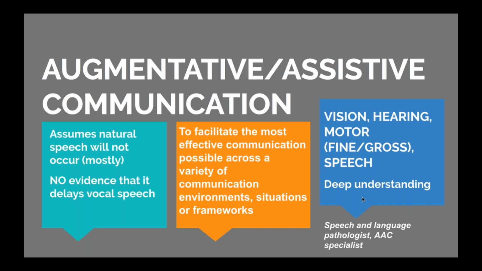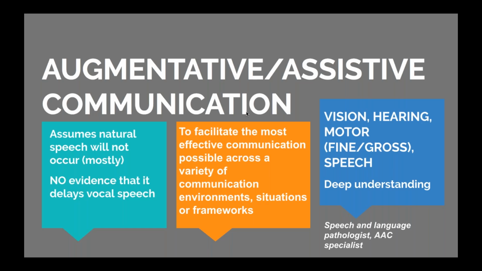So that evaluation is going to look at how the child communicates with other classmates, friends, teachers, people at the front office, people in the classroom, people in the hallway, in the lunchroom, with their parents. All of these things have to be looked at comprehensively in that evaluation. It also requires a deep understanding of vision, hearing issues, fine and gross motor issues, and speech.